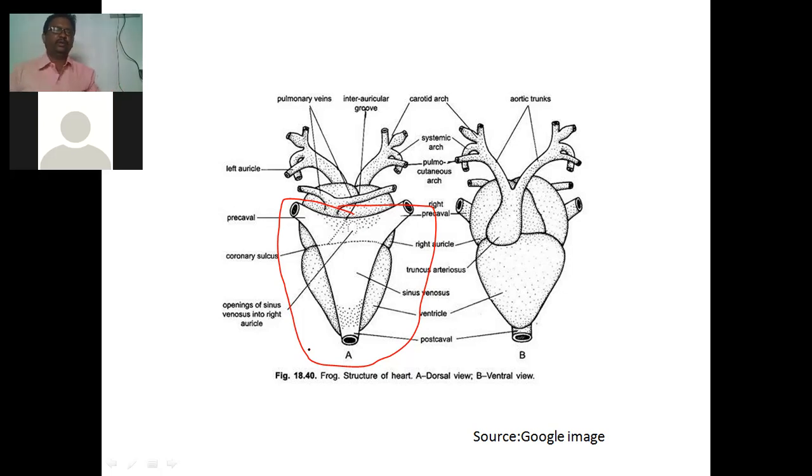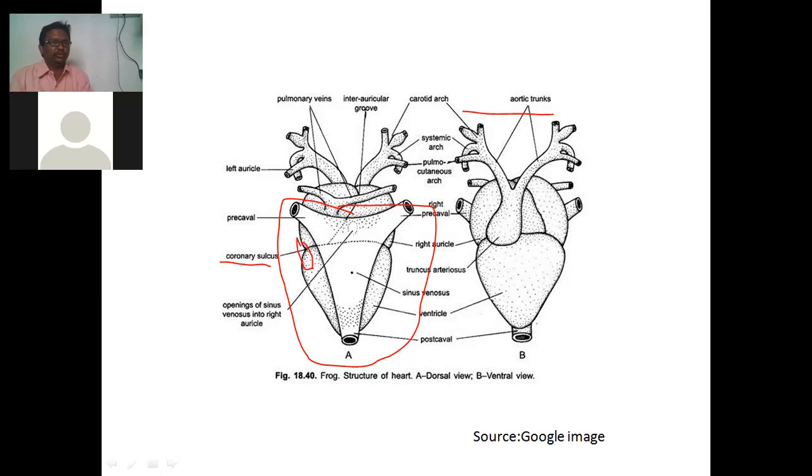Okay, because it is having three circuits for the circulation. My dear student, this is a triangular heart, and some tree-like branching is there, that is the aortas. First of all, in the dorsal view, here the coronary sinus is here. Then this is the triangular portion where the precava and postcaval veins can be observed. The precava and postcava receive the blood from the upper side and from the lower side of the body.